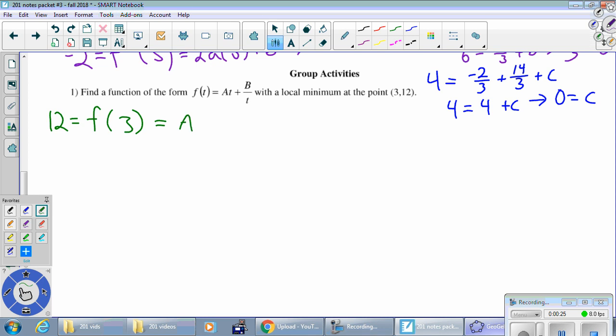So a times 3 plus b over 3. That means that 12 is equal to 3a plus b over 3. I can't go any farther with that at this moment. Now I'm supposed to have a local minimum.